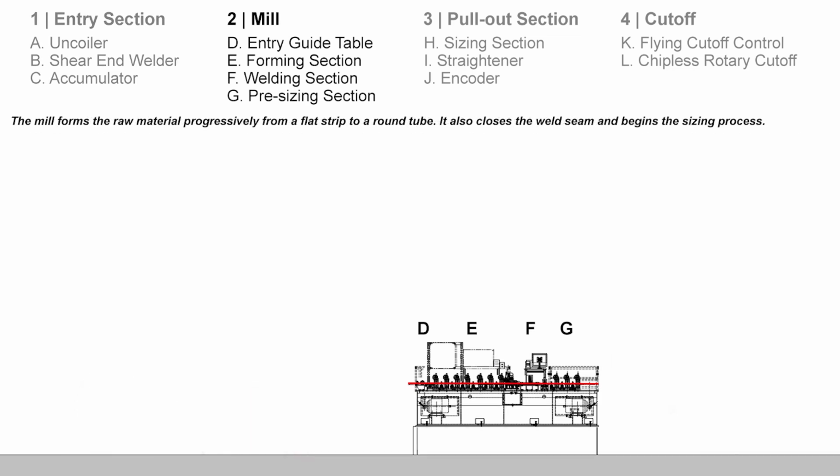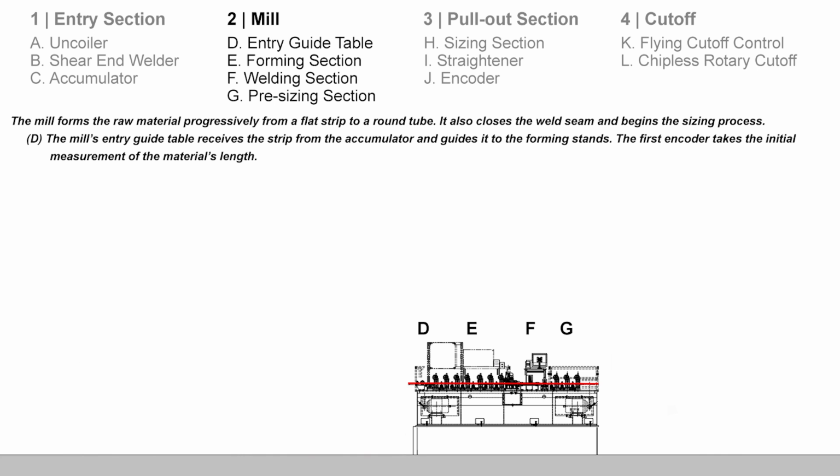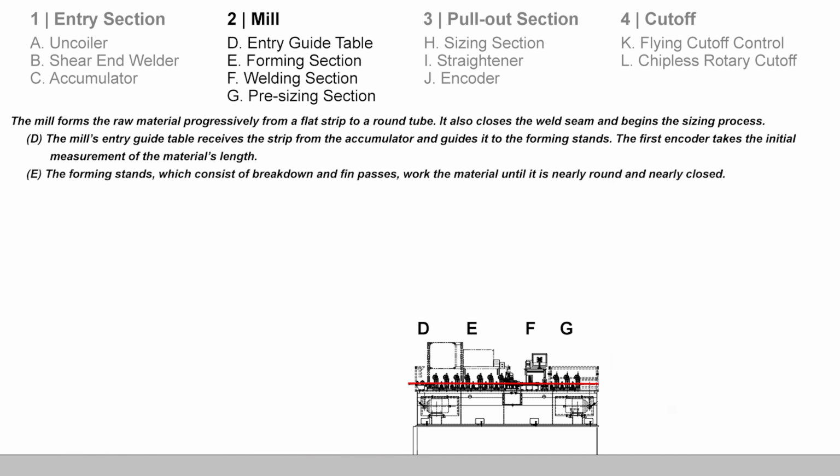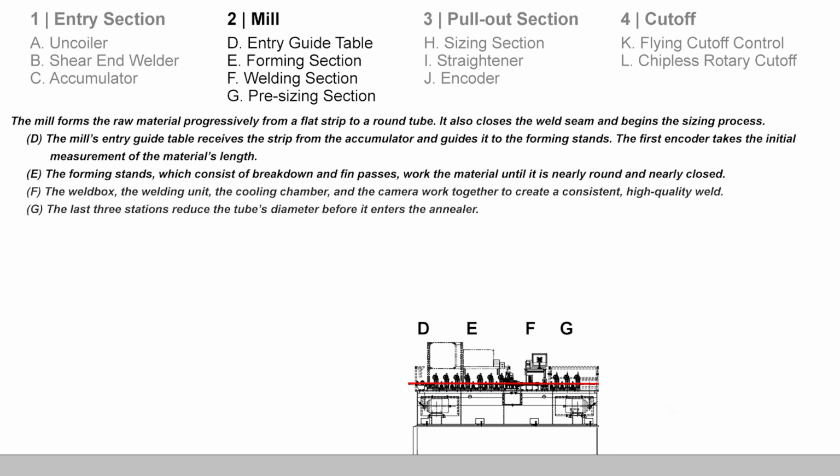The mill forms the raw material progressively from a flat strip to a round tube. It also closes the weld seam and begins the sizing process. The mill's entry guide table receives the strip from the accumulator and guides it to the forming stands. The entry guide table is equipped with an encoder, which takes an initial measurement of the material's length. The forming stands, which consist of breakdown and fin passes, work the material until the shape is nearly round. The weld box, welding unit, cooling chamber, and seam tracking unit work together to create a consistent, high-quality weld.